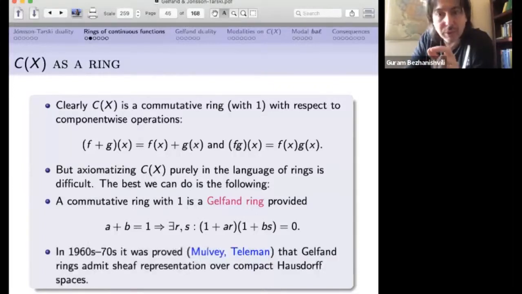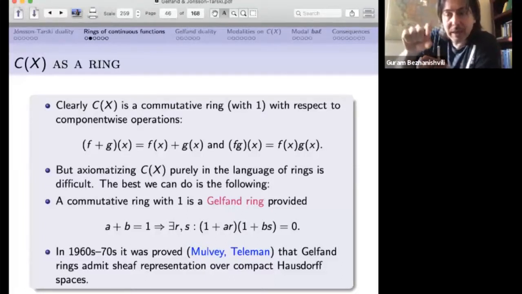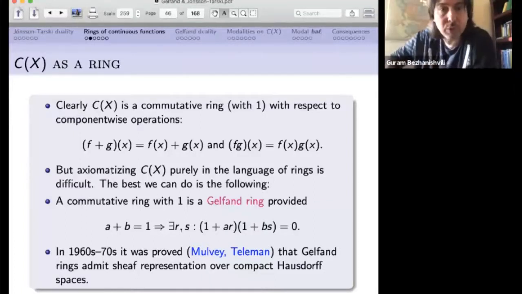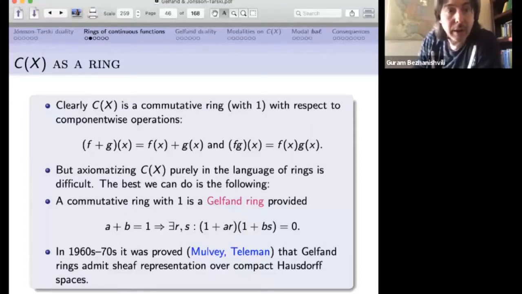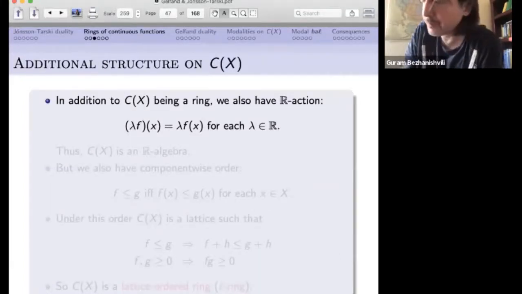And if you only stay with the ring structure, then you can prove some representation theorems. You can prove that all these Gelfand rings admit a sheaf representation. But C of X is special: in its sheaf representation, every stalk is the entire real numbers. Here you will not have the entire real numbers. Your stalks will change, and you will have a continuous sheaf of continuously changing stalks. And that's just not what we want. We want the entire C of X. So just the ring structure is not enough.